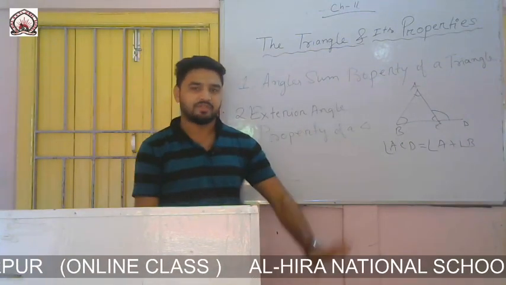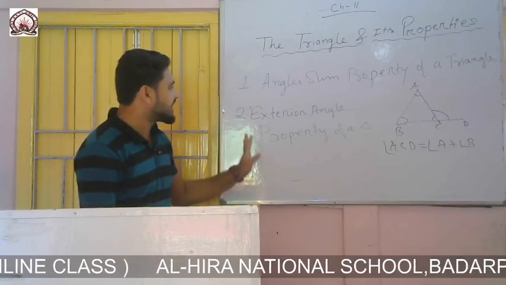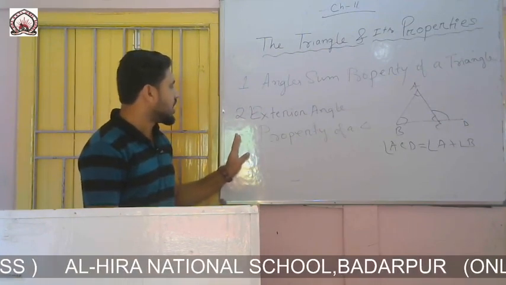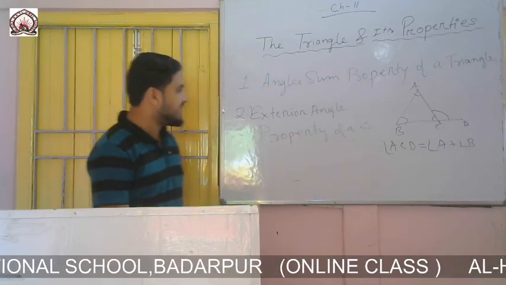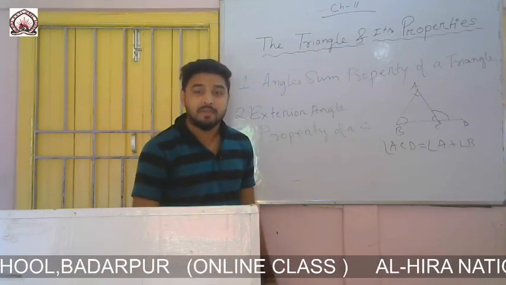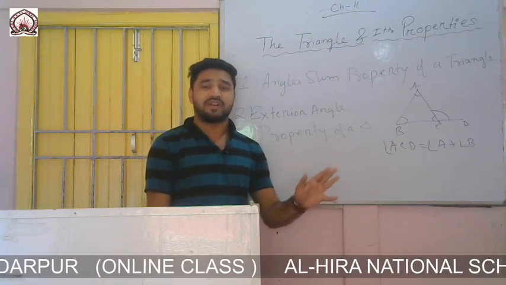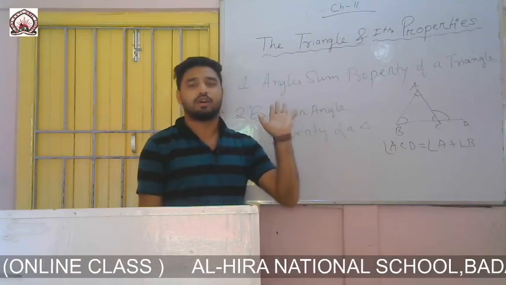So let me tell once more. The exterior angle property of a triangle defines that the sum of the two interior opposite angle of a triangle is equals to its exterior angle.